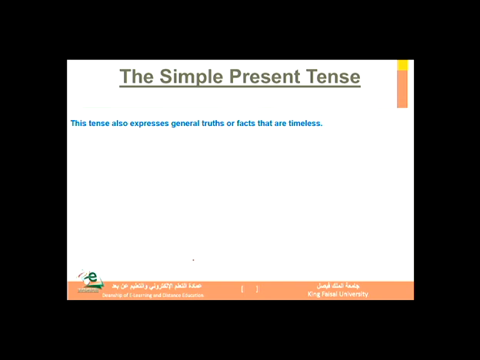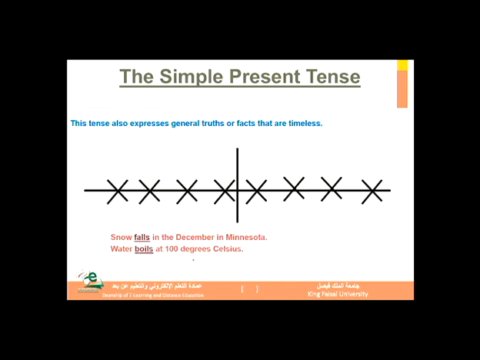The simple present tense expresses general truths or facts that are timeless. ف the present simple tense يستخدم للحديث عن الحقائق. Okay. مثلا لما أقول snow falls in December in Minnesota هذه حقيقة بأن الثلج يتساقط في شهر ديسمبر في ولاية مينيسوتا في أمريكا. كذلك لما أقول water boils at 100 degrees Celsius أنا لما أقول أن الماء يغلي عند درجة 100 المئوية. Okay, so water boils at 100 degrees Celsius. ف هذه حقيقة الماء عند المئة درجة مئوية يبدأ بالغليان. So this is a fact.